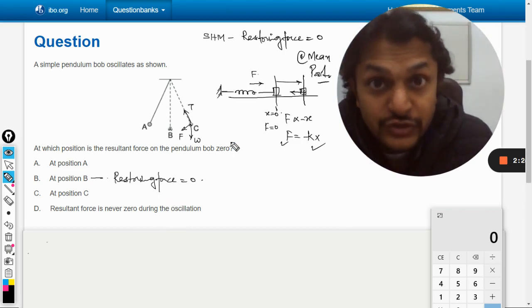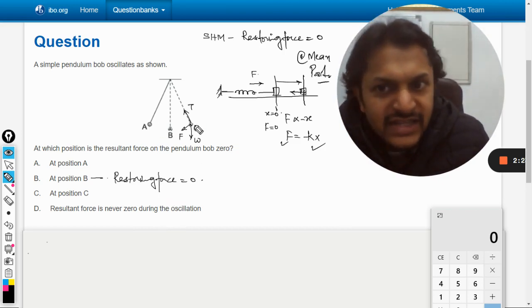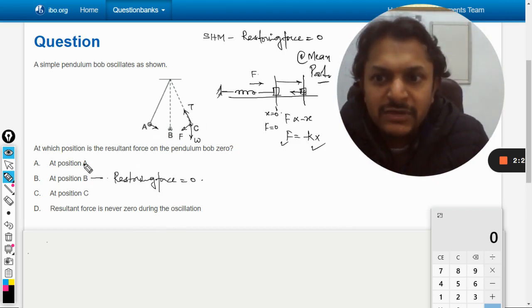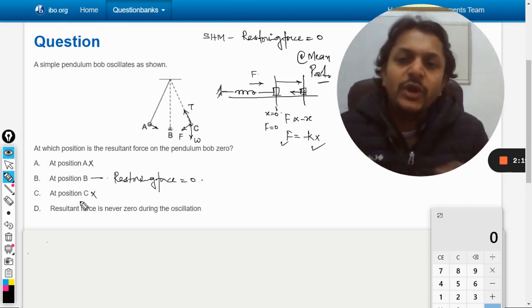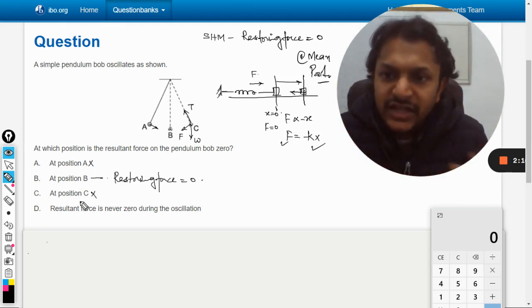But will the total force be 0? We have to see that. At the extreme positions, the restoring force is maximum, so neither A nor C. So A and C are definitely wrong. Let us think about B.